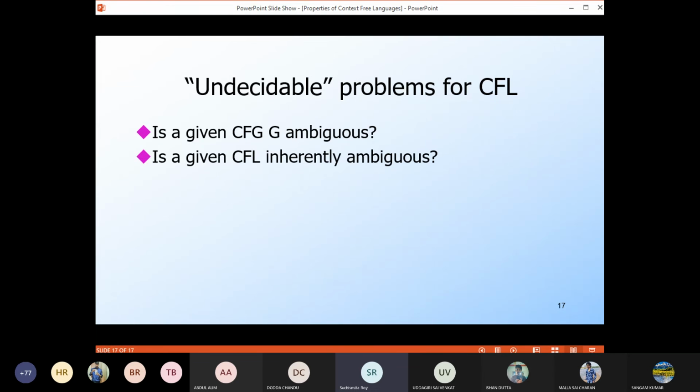Is a given context-free language inherently ambiguous? What is the difference between a grammar being ambiguous and a language being inherently ambiguous? I hope you have noted the difference in the terminology. What is inherently ambiguous? Anybody?